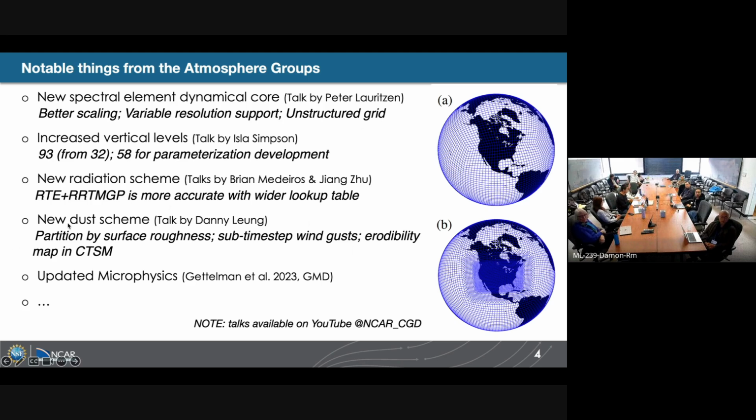And in CESM3, we will use a new dust scheme. Check out this talk if you want to know more. Roughly, the dust mobilization partition will be treated differently by the surface roughness, and the subgrid turbulence will be accounted for, which should be more realistic. And the erodibility map has been moved from the atmosphere to the land model.